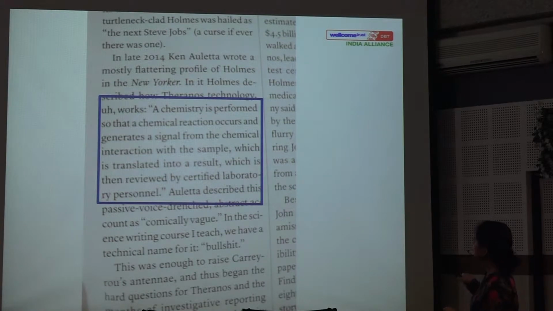A chemistry is performed so that a chemical reaction occurs and generates a signal from the chemical interaction with the sample, which is translated into a result which is then reviewed by certified laboratory personnel.